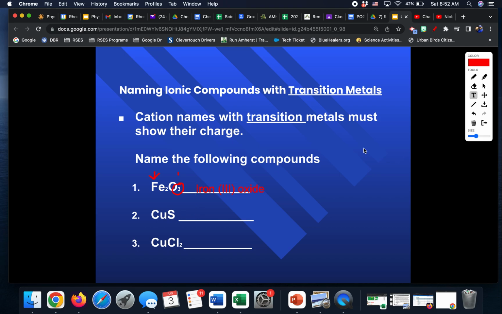So down here, write the first word, copper. Next to that S, there's nothing, but remember, nothing always means it's 1. And then sulfur becomes sulfide. And last but not least, at the bottom, we have copper. What's this little number? 2. So I put 2 for my Roman numerals. And then chlorine becomes chloride. And that would be our answers there.